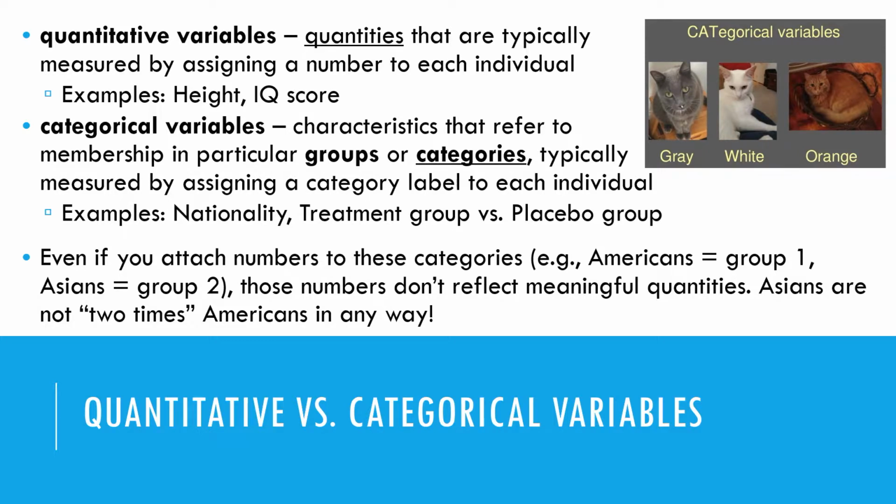Now, it's important to note that even though we sometimes attach numbers to these categories, those numbers don't reflect meaningful quantities. So for example, you may have a survey where you ask for ethnicity, and you have 1 is American, 2 is Asian, 3 is Hispanic, 4 is Black, and so on. Now, those numbers just represent the category. It doesn't mean that Asians are 2 times Americans in any sort of way.